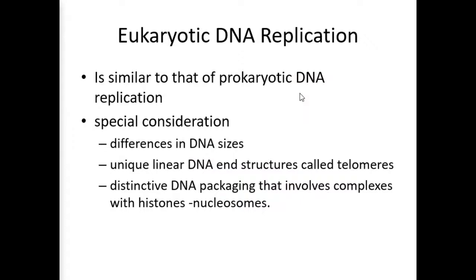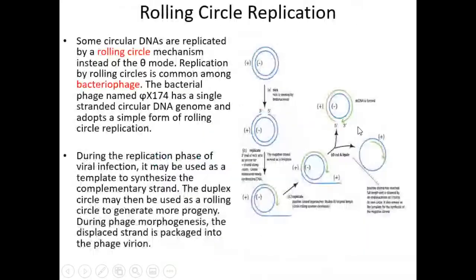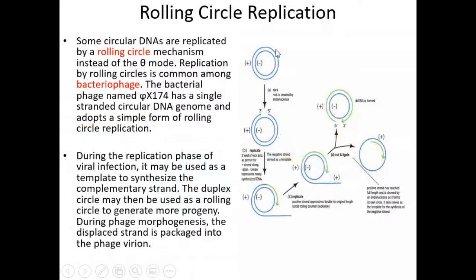So plasmids are always going to replicate through a rolling circle mechanism? No. For the circular plasmid DNA, only circular, like E. coli. For bacteria, they adopt this method for replication. For viruses, it is rolling circle replication. Okay, that makes sense.